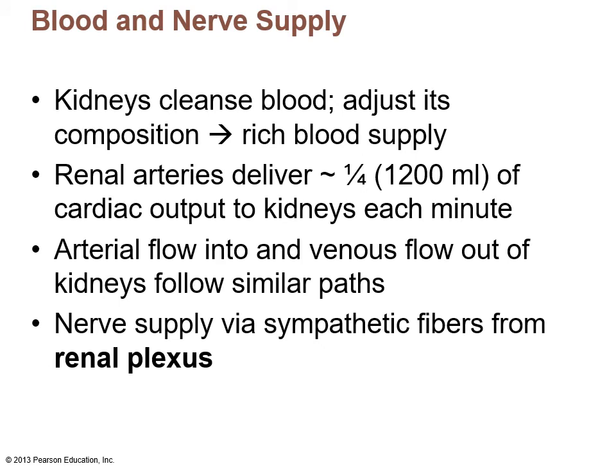Now, the blood supply and nerve supply to the kidneys. The kidneys filter quite a bit of fluid. Actually, they filter 1/4 of the actual cardiac output each minute. So about 1,200 milliliters of plasma is filtered through the kidneys every minute. So the kidneys are important for cleansing the blood. They adjust its composition, so there's a rich blood supply. Renal arteries are one of the biggest arteries that you find in the body, outside of the ones that come off the top of the heart.